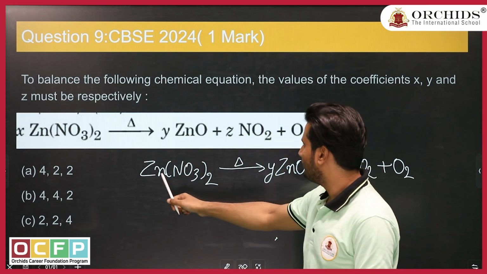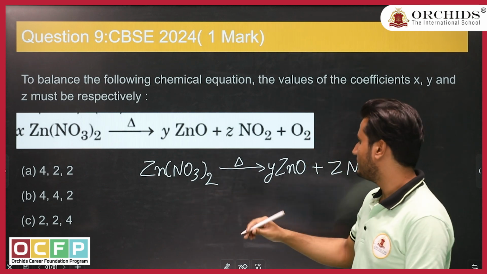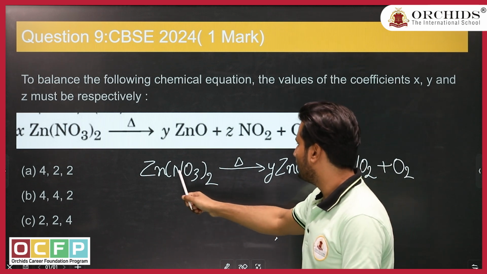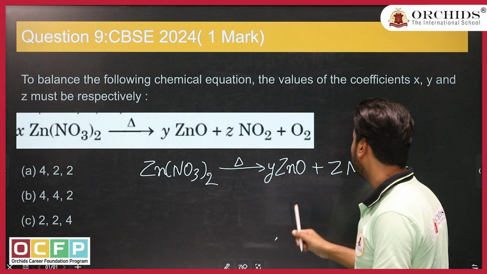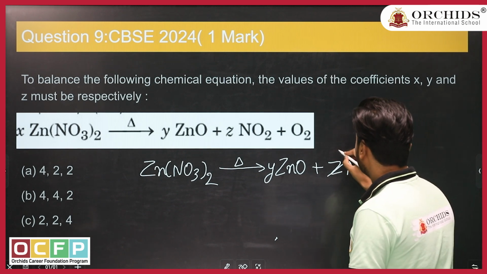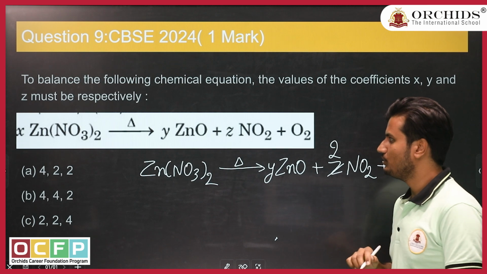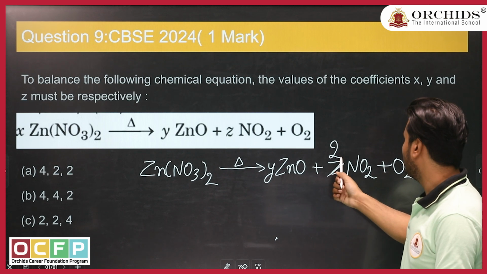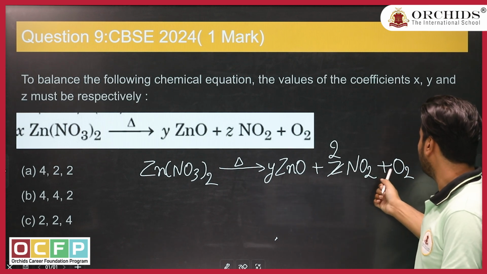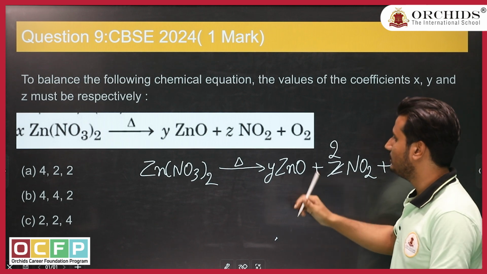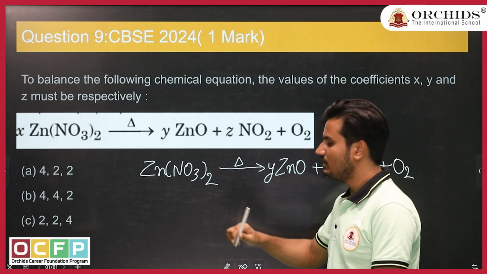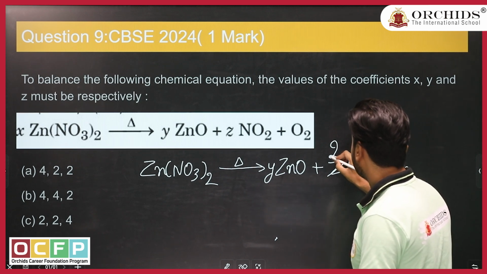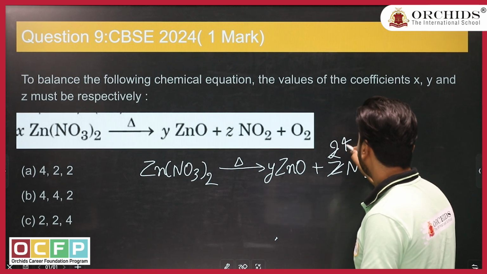Alright. So here we have only one atom of zinc on the reactant side, one atom on the product side. So what we will do, we will move to nitrogen. Here we have two atoms of nitrogen, here we have only one atom. So we can write the value of Z as 2. Alright. So when we write the value of Z as 2, our oxygen becomes 2 2s are 4, 4 plus 2 is 6, plus 1 is 7, and here we have 3 2s are 6 atoms only. Alright. So what we can do, we can take the value of Z as 4.